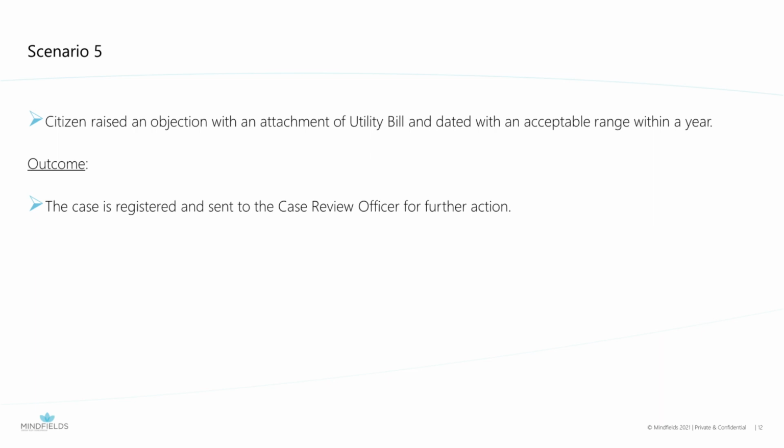Here, a citizen raises an objection and attaches a utility bill received in 2023. Since it falls within the acceptable range of 1 year, the objection will be registered in the Action Center and assigned to a case officer. In this scenario, the context extracted from Ketonic's Gen AI platform will be recorded in the Action Center to assist the case officer in making an informed decision.